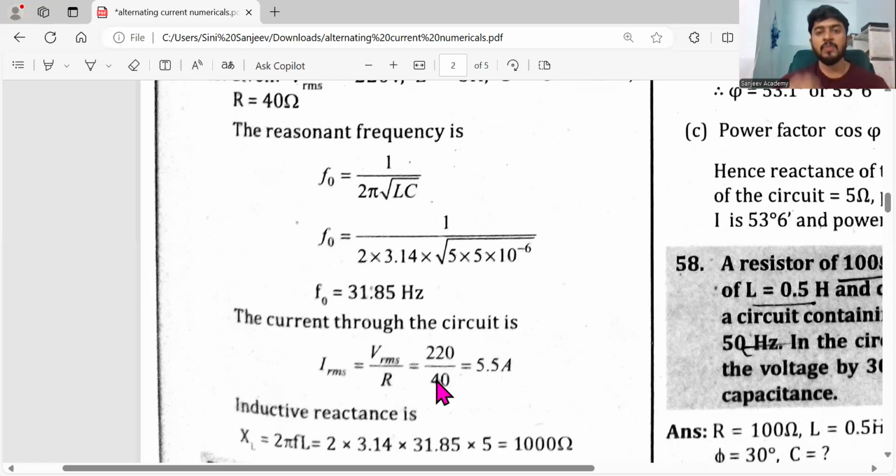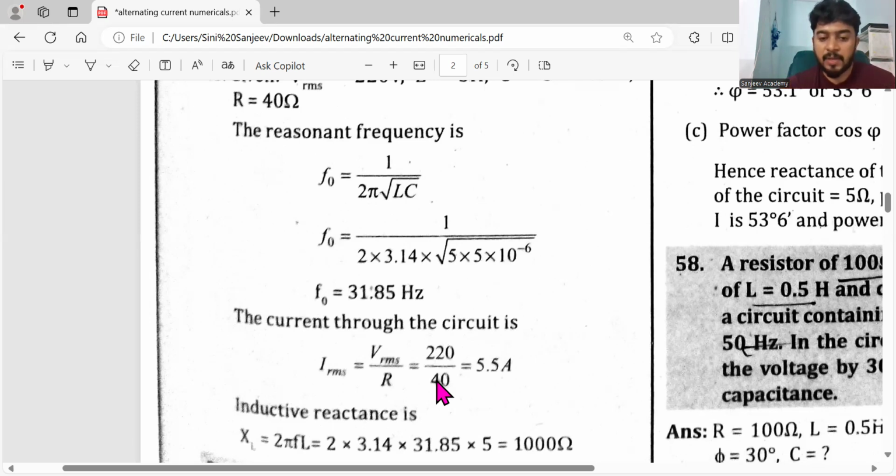In the alternating current chapter, whenever they ask you the current, let it be in entrance or in board, it is simply I is equal to V by R. We need not panic or think this is some complex thing. 99% of the answers are I is equal to V by R. And obviously there are exceptions, but I'm just telling you the shortcut. So we need not panic.